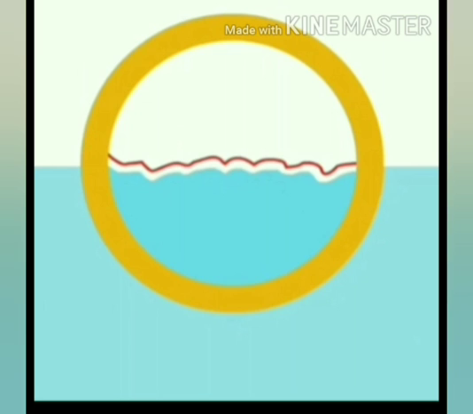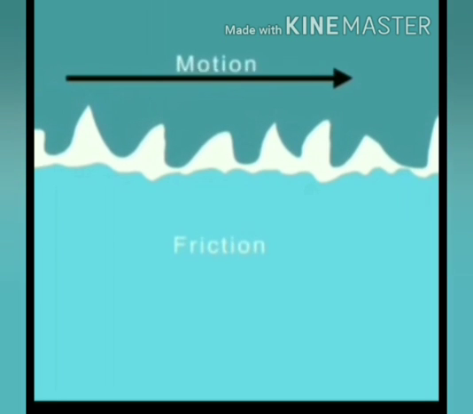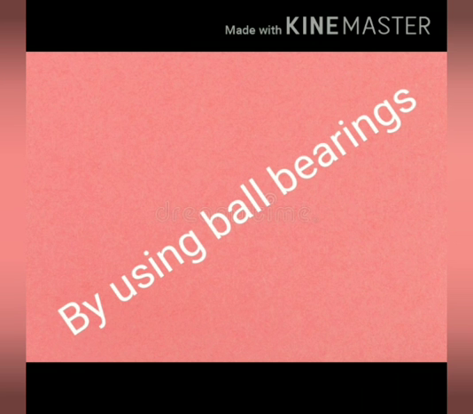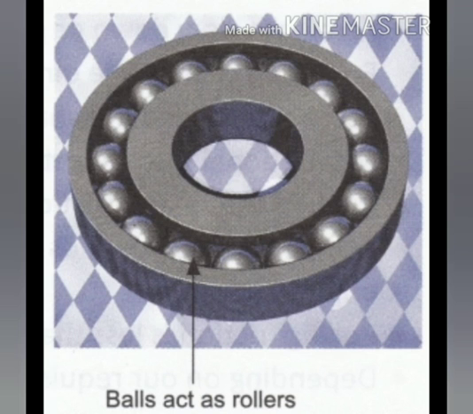Second, by polishing. When the surfaces are highly polished, the irregularities of the surfaces are covered and the surface becomes more smooth. Consequently, friction is greatly reduced. Third, by using ball bearings.